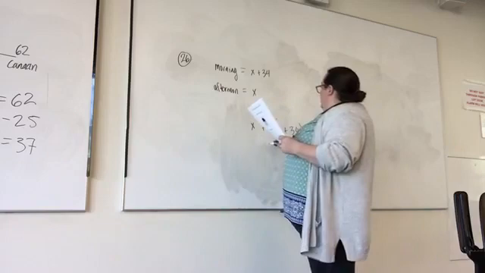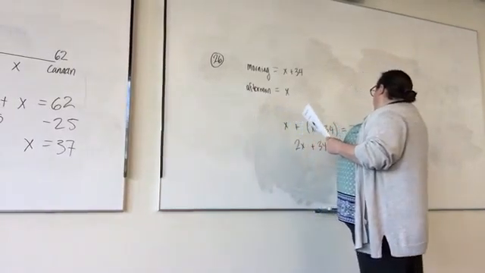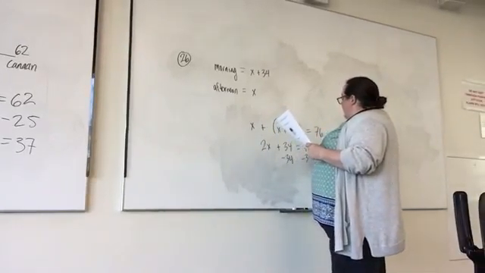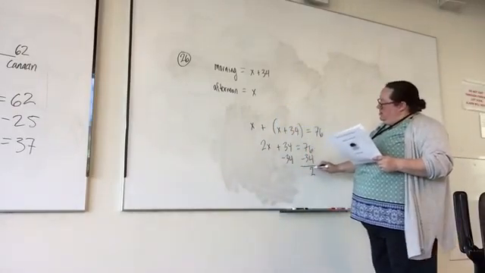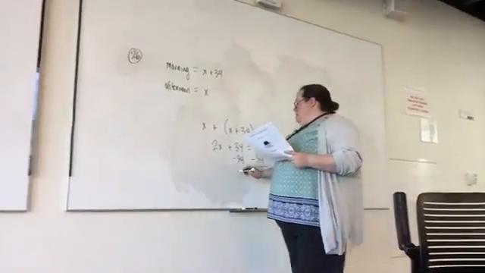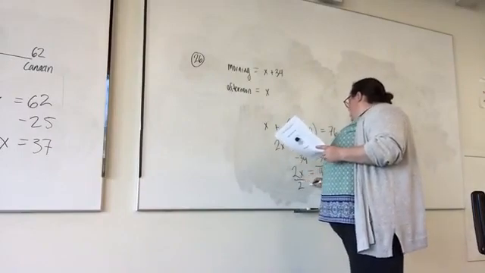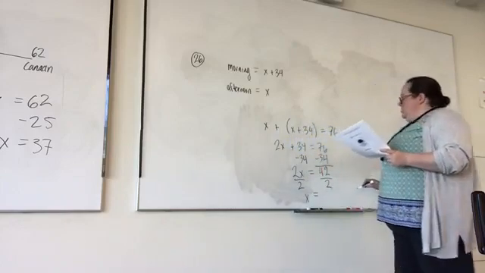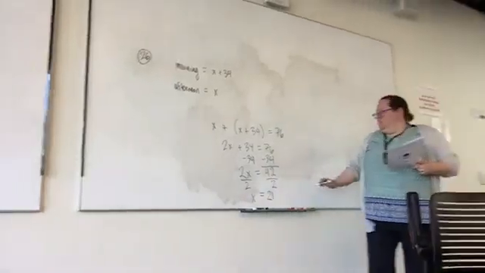76. So then I have 2x plus 34 is equal to 76. I have to subtract the 34 from both sides. So x then, I have to divide by 2. So x is equal to 21 birds.